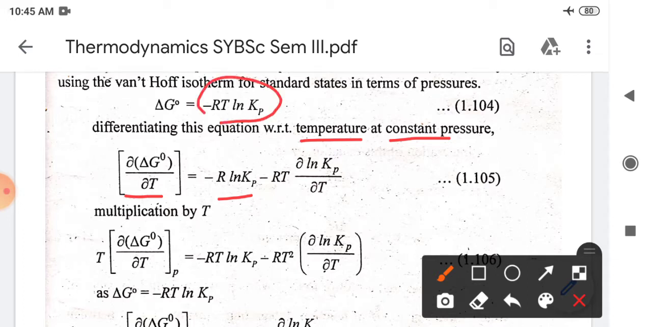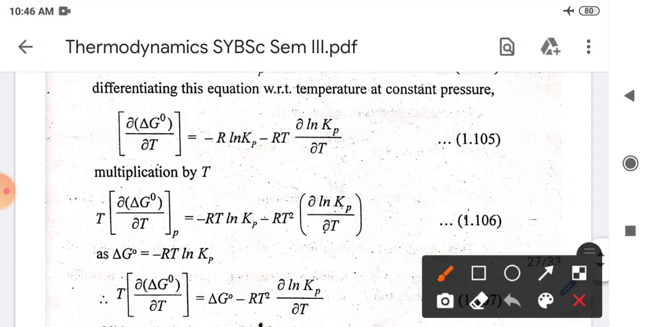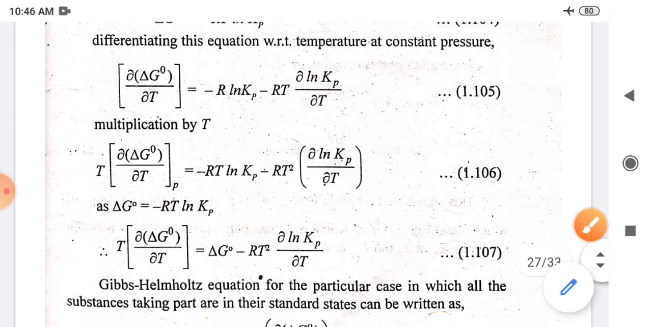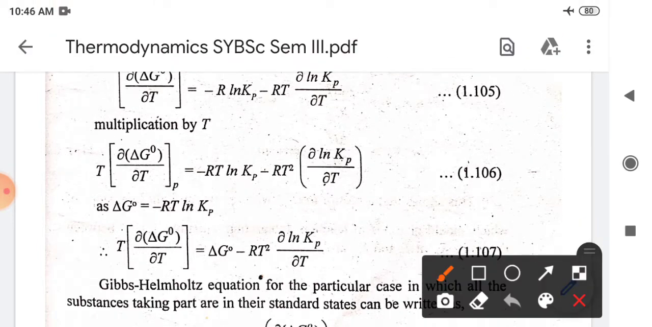So differentiation of this is what? Minus R into ln Kp, minus, we use the UV rule of multiplication for differentiation, that is minus RT into d/dT of ln Kp. Now multiplying the above equation by T, we get T into ∂/∂T of ΔG° at constant pressure equals minus RT ln Kp minus RT² into d/dT of ln Kp.